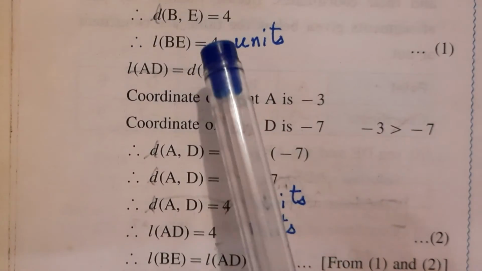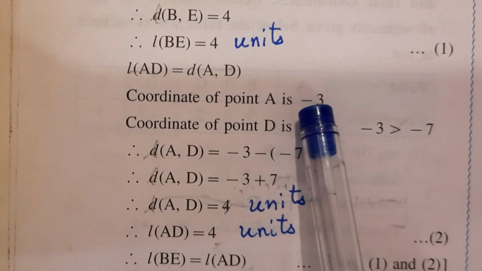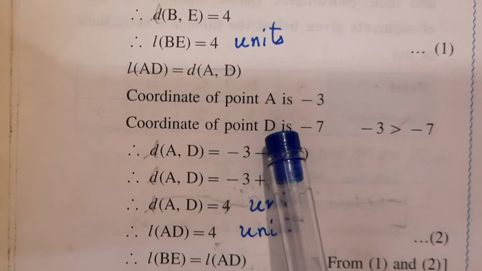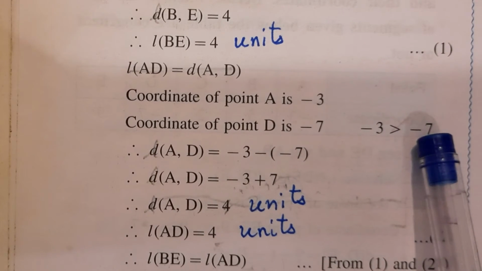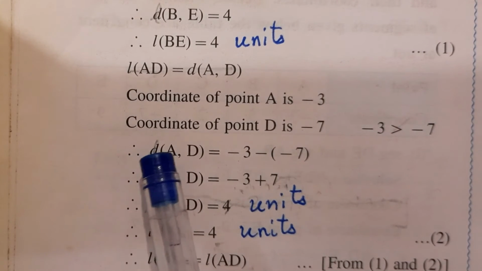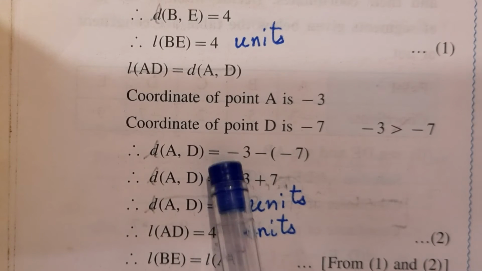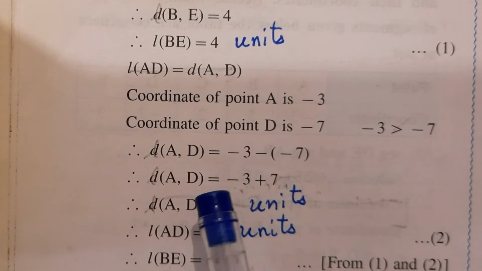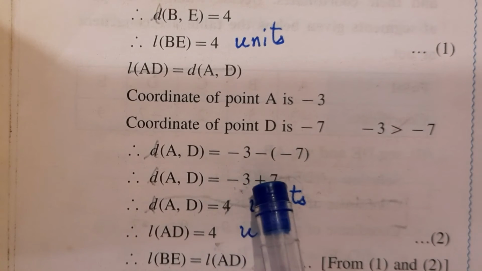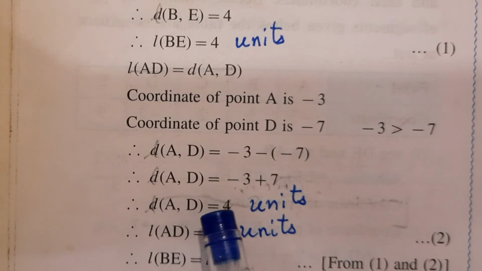Now out of these coordinates, both are negative, but out of these two, minus 3 will be on the right hand side of minus 7. So minus 3 is greater than minus 7. Therefore distance AD will be the greater coordinate, minus 3, minus the smaller coordinate, minus 7. That becomes minus 3 plus 7. So the answer of distance AD is 4 units.